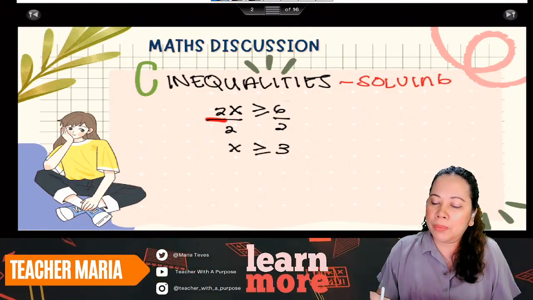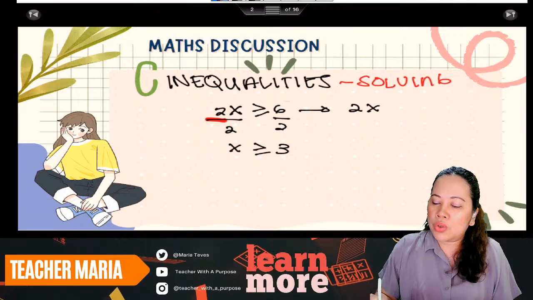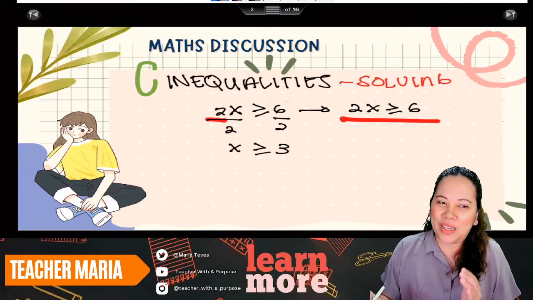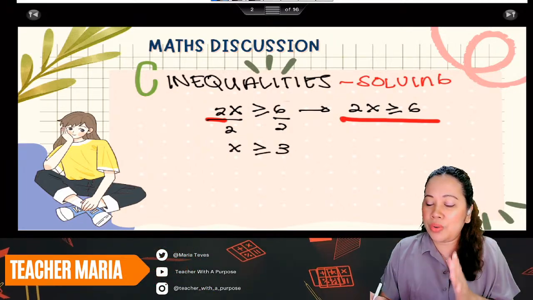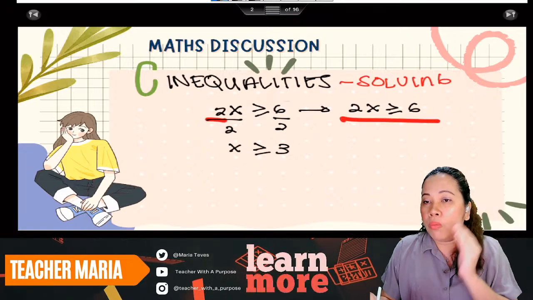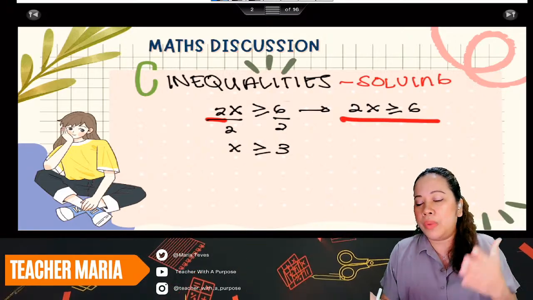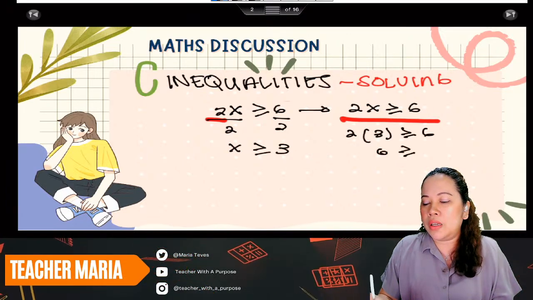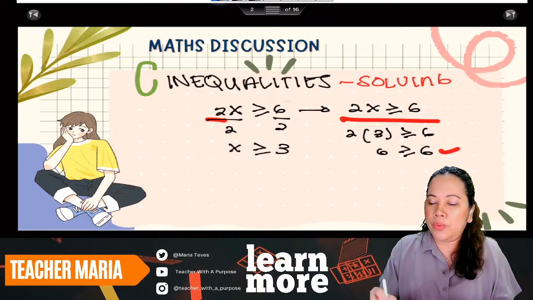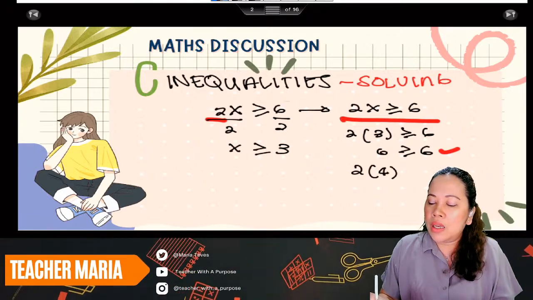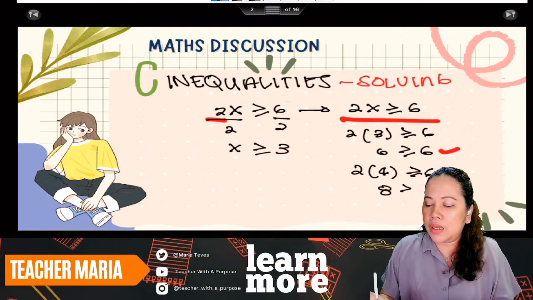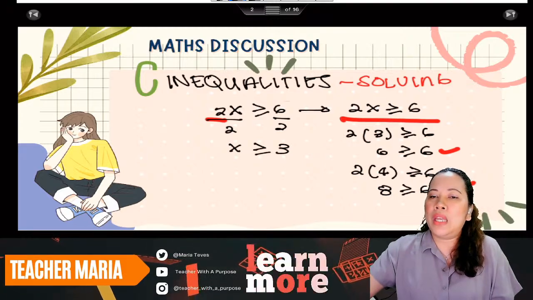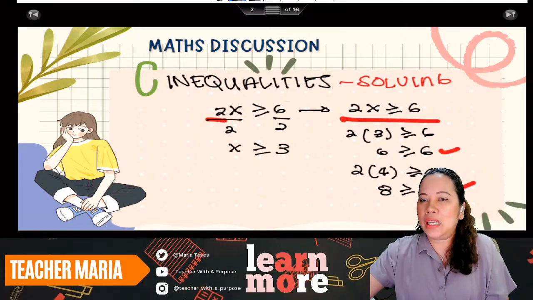So let's say, for example, to make this inequality true, we substitute x with 3 or beyond 3. So 2 times 3 greater than or equal to 6: 6 is greater than or equal to 6. That is correct. If we substitute it with 4, 2 times 4 is 8, and 8 is greater than or equal to 6, which is still correct. So that means we have solved the inequality correctly.